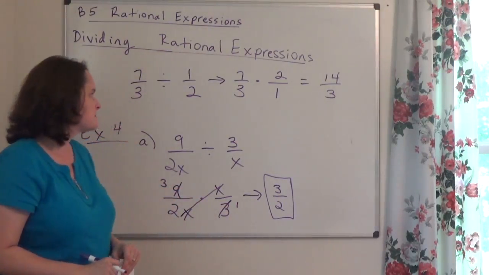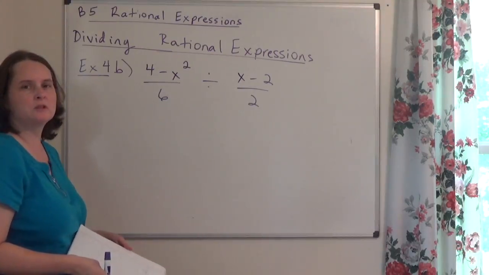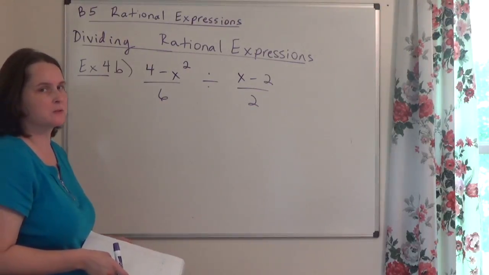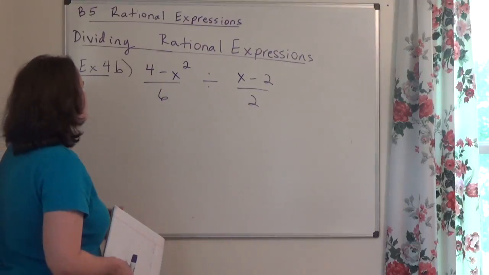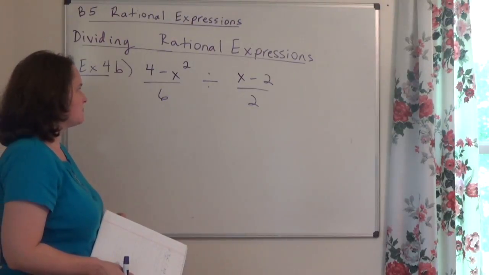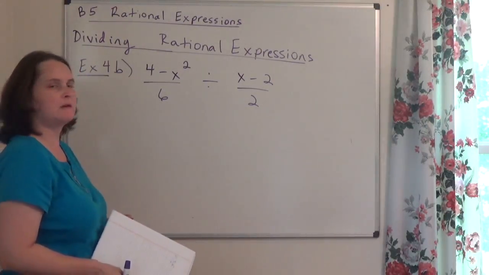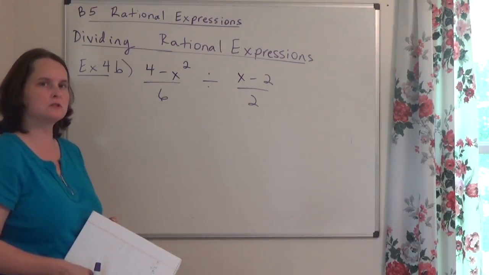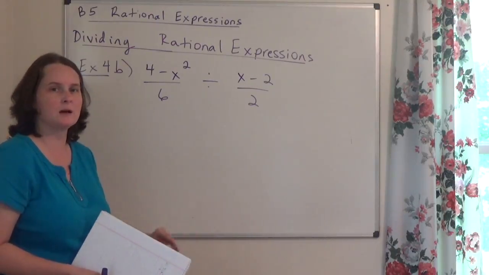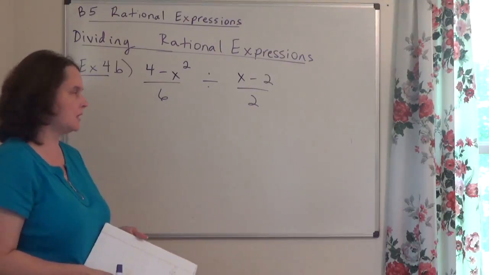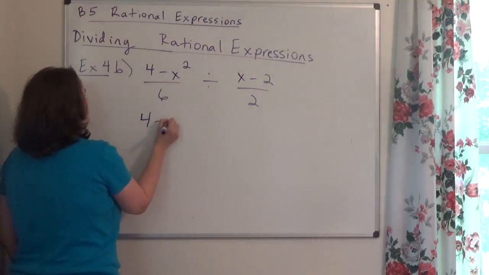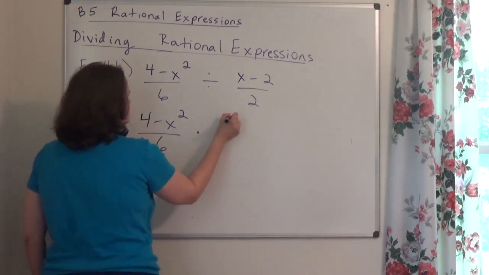Example 4b, you'll notice I left you an entire page to work on this one. I don't think it's going to take up that much space though. I don't think it's that bad. What do we need to do first here? You can start by factoring, but personally, my opinion is that anytime I'm dividing fractions, my first step, I want to go ahead and change it to multiplication and take the reciprocal, so I'm done even thinking about that part, and I don't have to worry about forgetting to do it later. It's a super easy step. You might just do it when you copy the problem down. So let's just write it as 4 minus x squared over 6 times 2 over x minus 2.